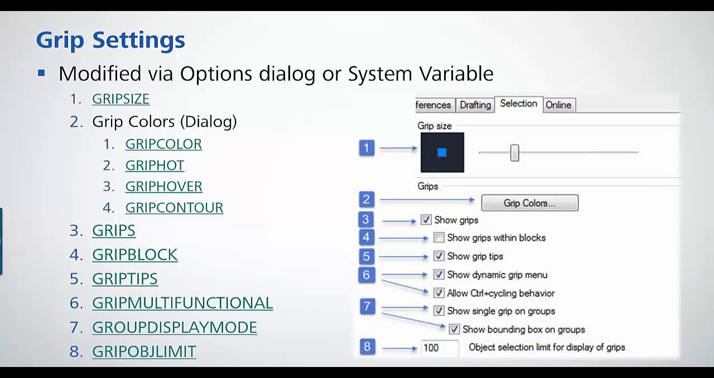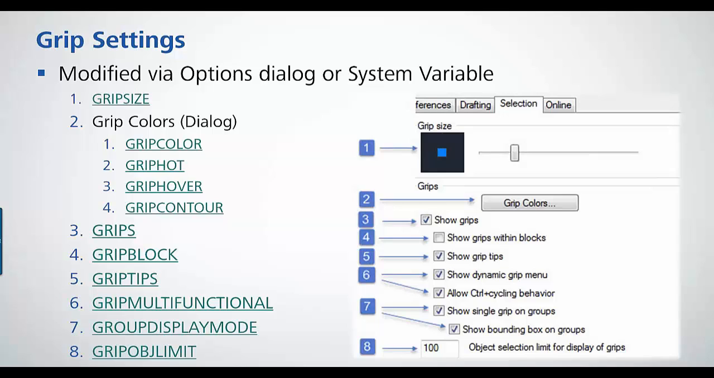When you select a group, similar to a block, if you're familiar with groups, it's a command in AutoCAD that just groups objects together, by default you're only showing a single grip on a group, and it displays a bounding box to show you the edge of that group. And I'll display that a little bit later as well.